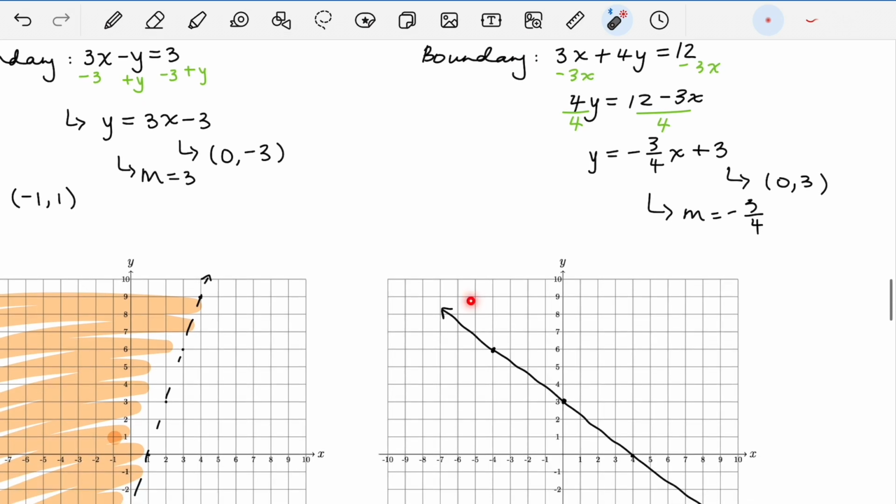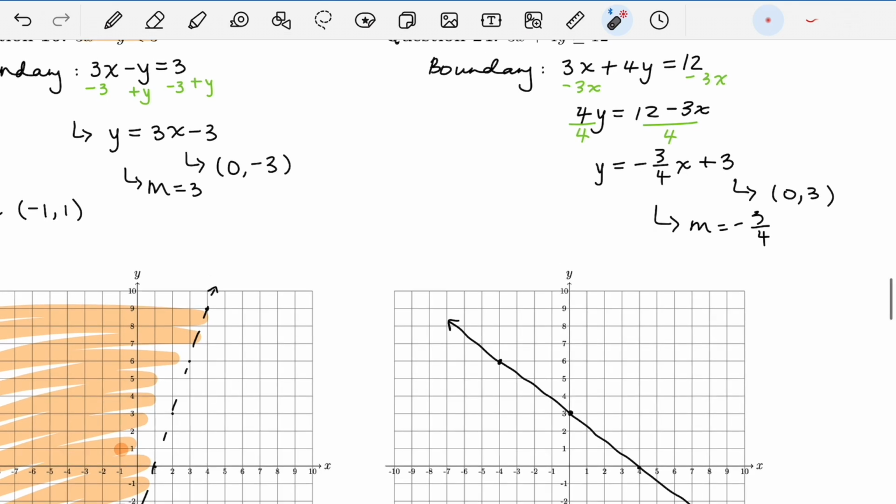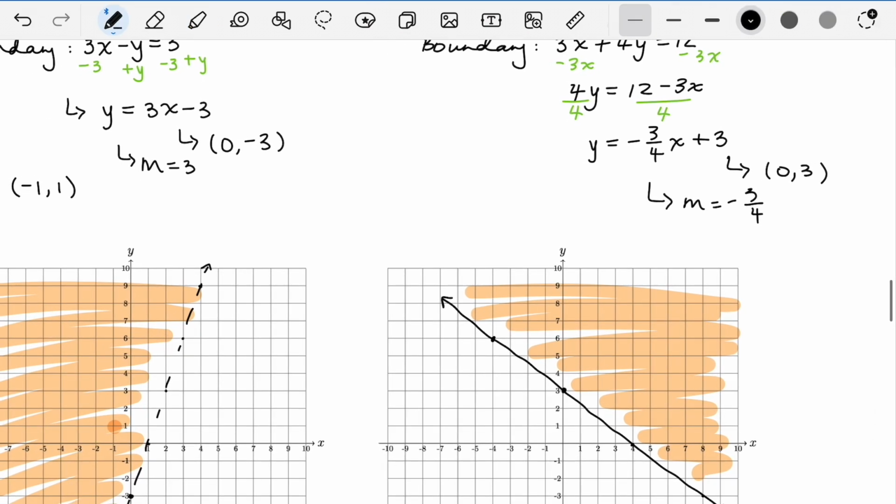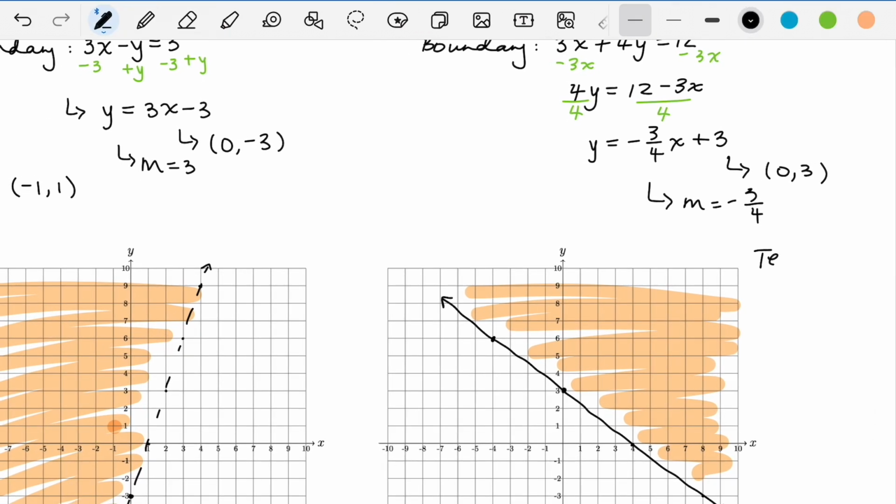And so that'll be everything above this line. So all of our answers, all of our solutions are going to lie in this shaded region above our line. And again, we can pick a test point just to make sure that this is the case. Let's pick the point 2, 3 here. So we'll pick this guy.